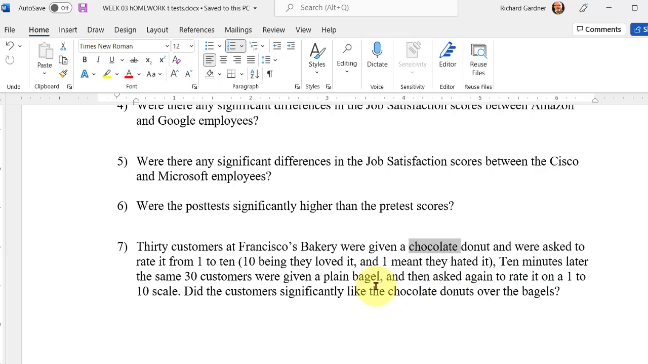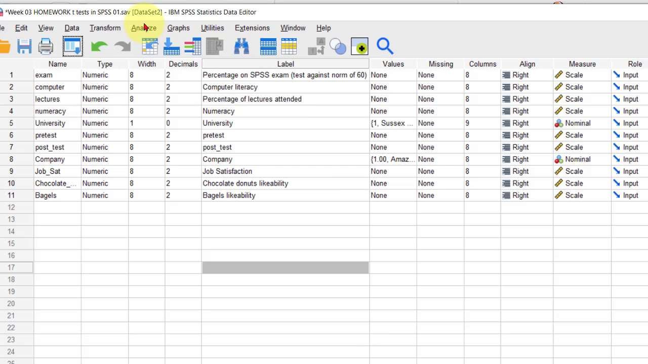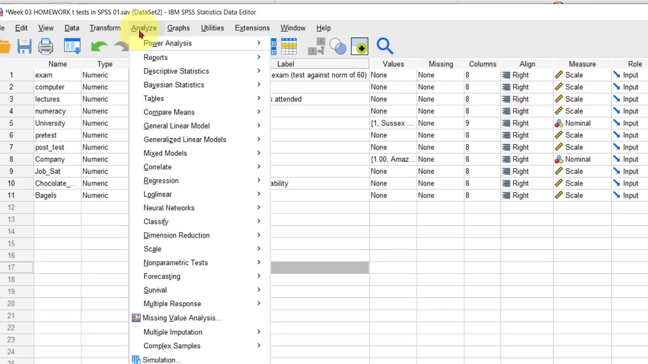Again, we're picking the chocolate donuts, so that means we're talking about a one-tailed t-test. So when we get to the SPSS sig value, p-value, we're going to divide that by 2 to get the final p-value. But let's go ahead and run this. And again, it's a paired t-test because there's only one group. Everybody that tasted the chocolate donut also tasted the bagel.